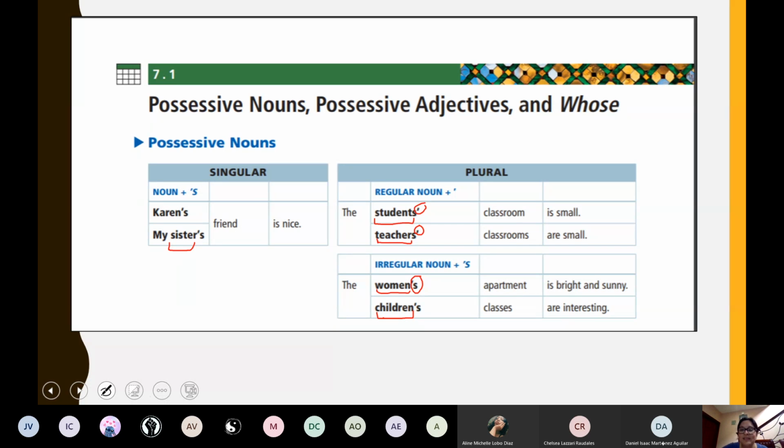Children's classes are interesting. And here we have the apostrophe. So what rule can we induce? Look, apostrophe S for singulars. Apostrophe S for irregular nouns. Remember that these ones are irregular. That's why they have apostrophe S. And the only ones that you are going to add only apostrophe is to all the other plural nouns that are regular nouns. But if they are singular or if they are irregular plural nouns, you have to add apostrophe S.